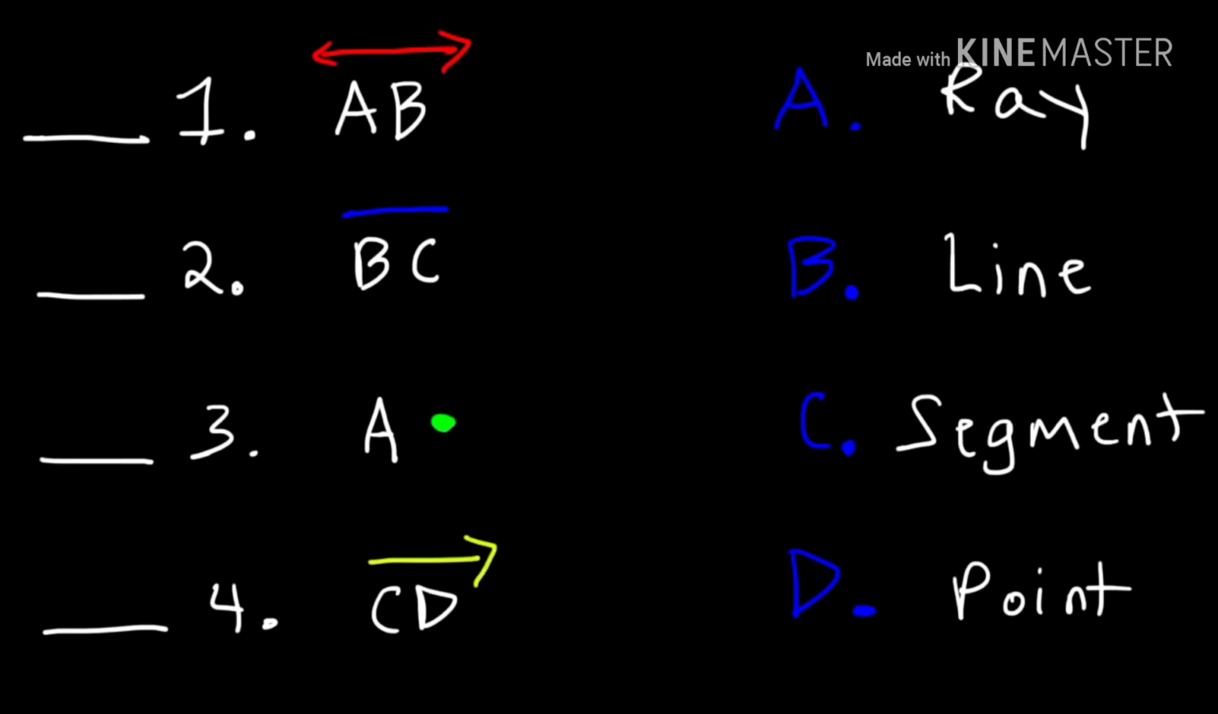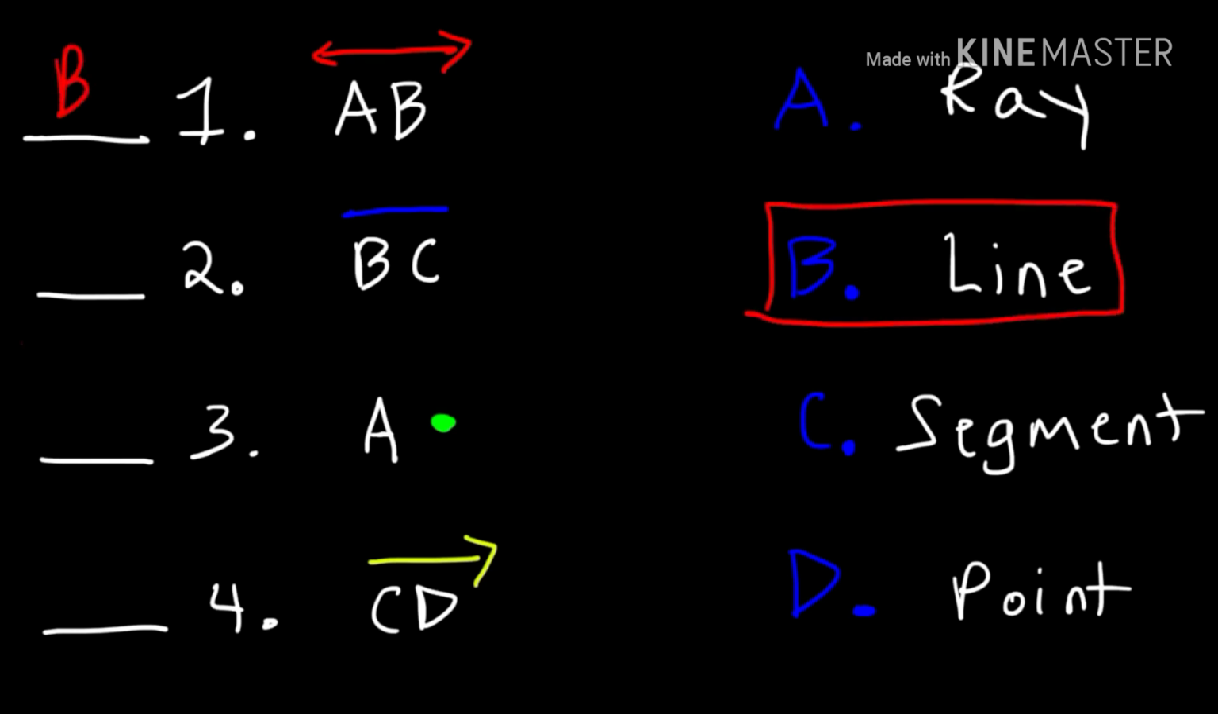So here's a little matching quiz that I created that can help you distinguish rays, lines, segments, and points. So feel free to pause the video and match it accordingly. So let's start with number 1. So we see we have AB and we have an arrow that extends in both directions. So we have 2 arrows. That's a line. A line extends in both directions. So number 1 is B. So I'm going to highlight that in red.